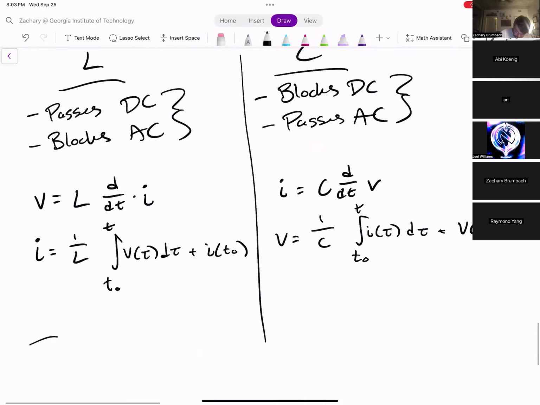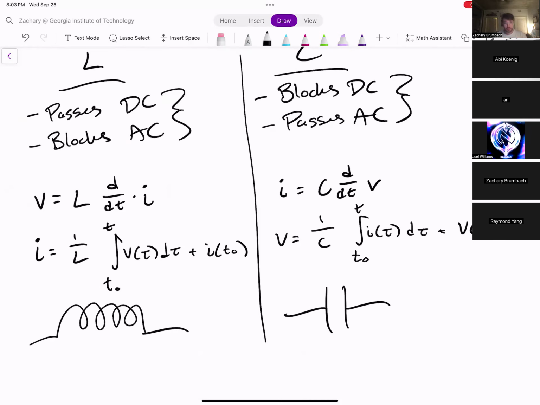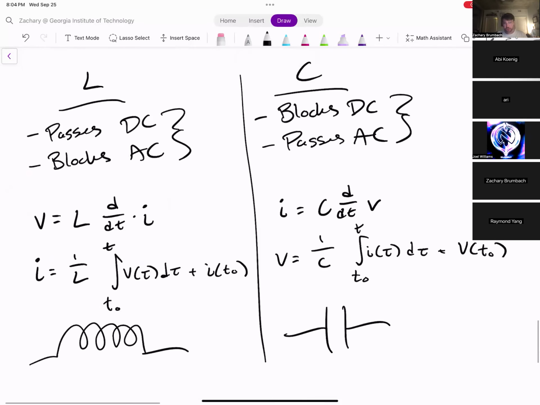Your L looks like this. Some people usually draw it like that. Cap looks like that. So your inductor is like if you have a coil of something, a big wrap of a spool of wire around it, and that's how we create it. A capacitor is two physical metal plates with some dielectric gap between them.